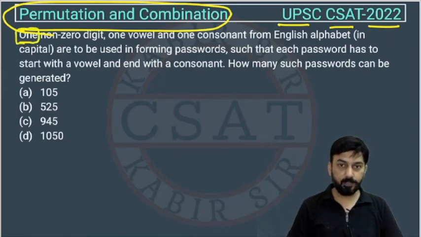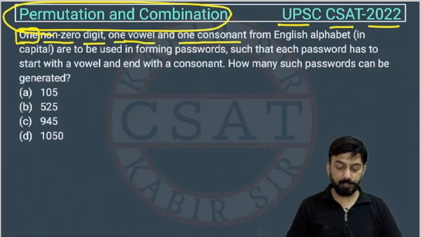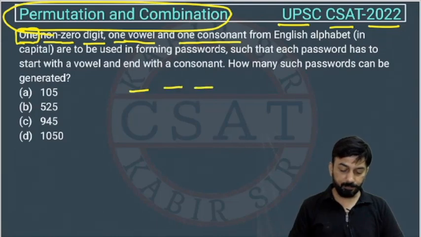This one is important, right? One non-zero digit, one vowel and one consonant from the English alphabet are to be used in forming a password, such that each password has to start with a vowel. So there will be one digit, one vowel and one consonant, right? And the password will start with a vowel and end with a consonant. How many such passwords can be generated?